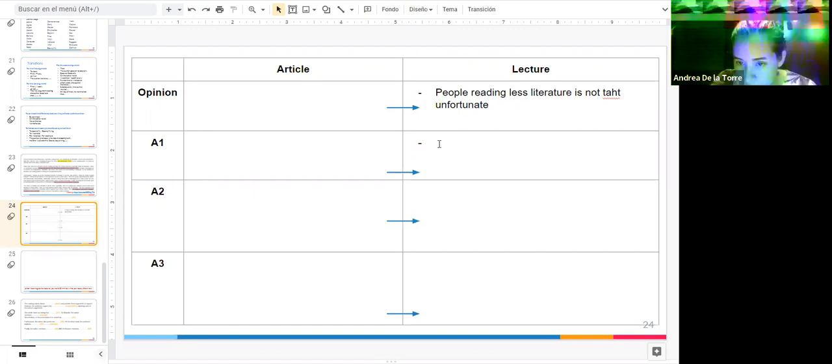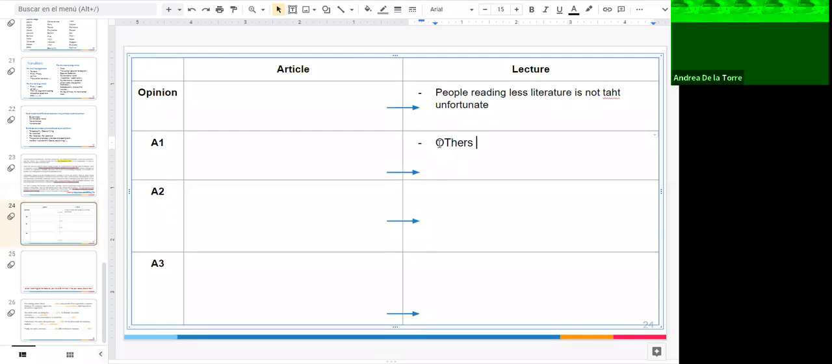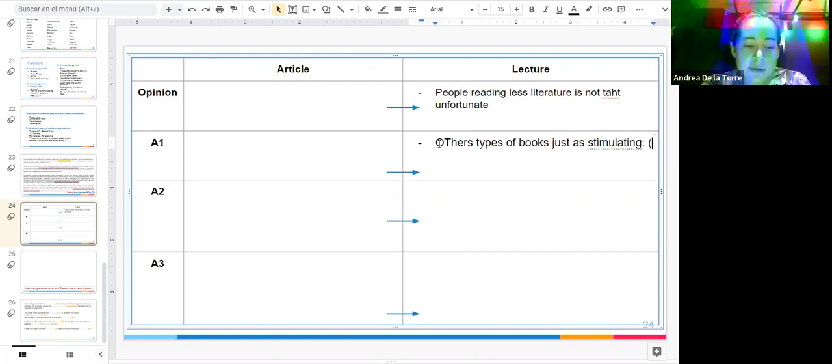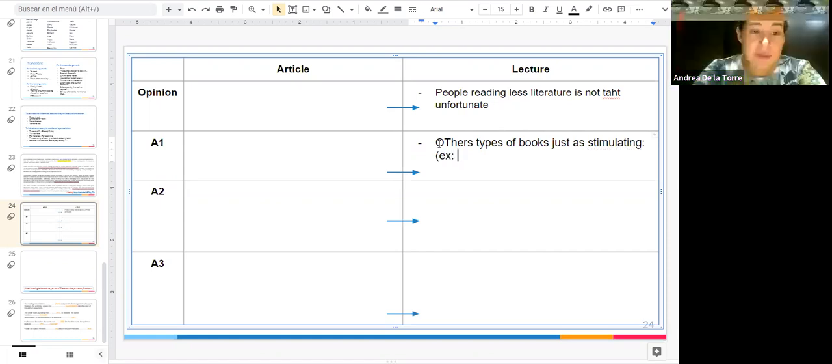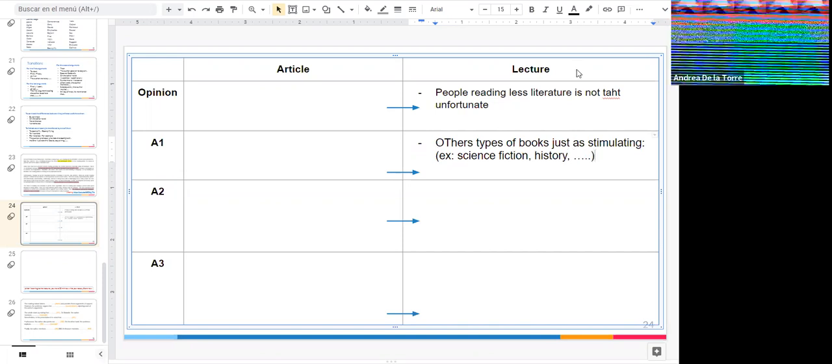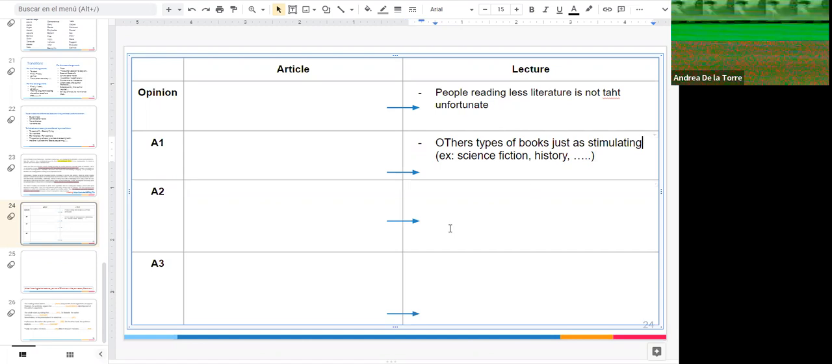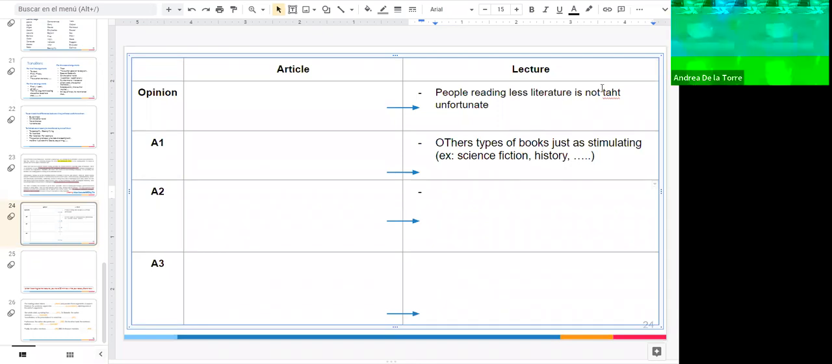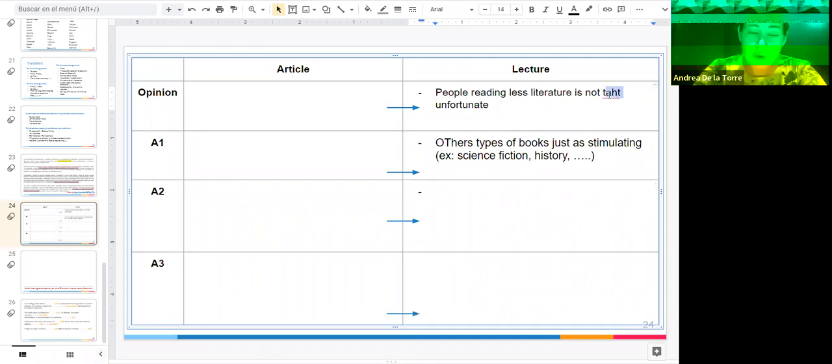Yes, right? So we're gonna say there are other types of books just as stimulating. And we have as examples science fiction, history. I don't know if there were more. I think there were more books. Okay? Is that okay, guys? Yes? So that's why the author thinks that it's not such a bad thing, right? It's okay that we're not reading literature because we have other books that are stimulating too.